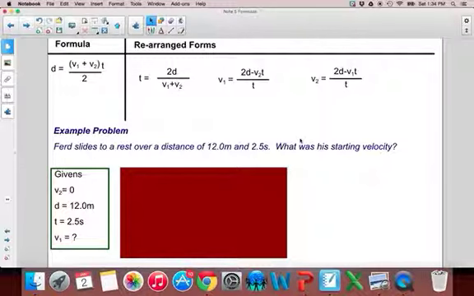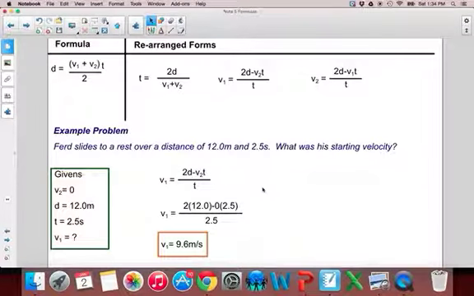It's not the same, right? Because the starting velocity would be really fast. The ending velocity is 0. So that's an important thing to know. But anyway, there's the use of that equation. So we're looking for V1, so you'd use this form right here.